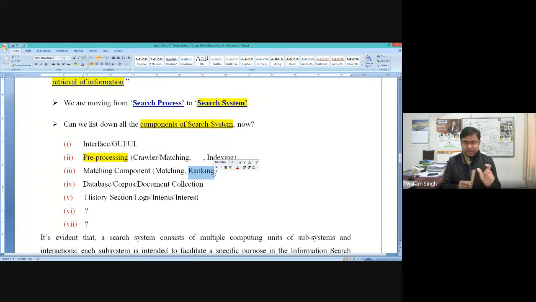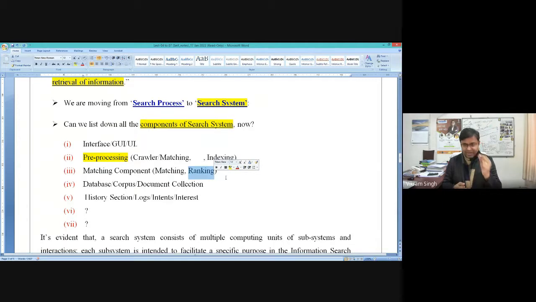So those 10 documents which are highly relevant to the user query are placed on the very first page. Subsequently, there is an order of relevance based on which some results are placed on the 10th page, right? So that's why we need a strong mechanism of ranking.